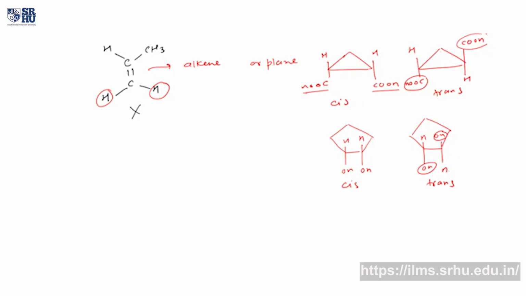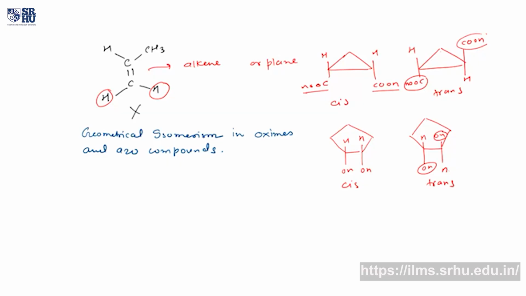Now we can also see geometrical isomerism in oximes and azo compounds. Now in oximes and azo compounds, geometrical isomerism can also be seen. How? Let's see. Let's take the example of oxime.